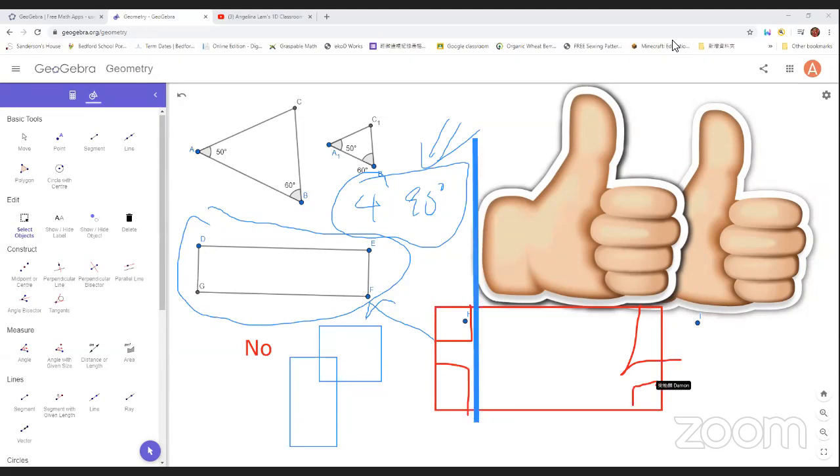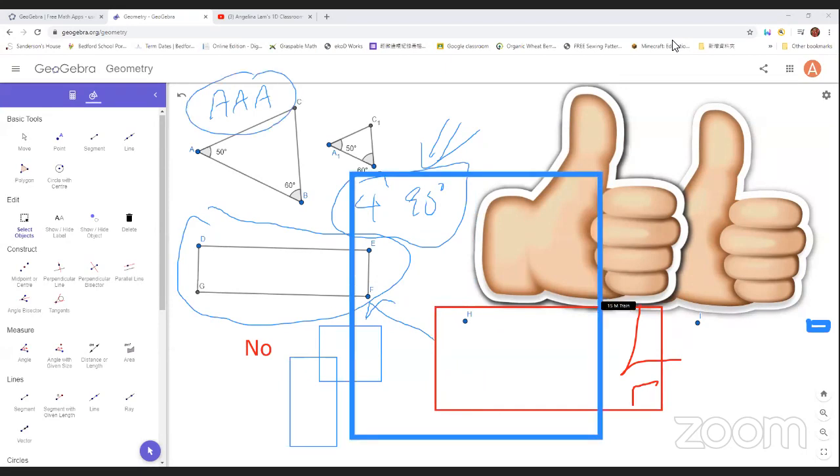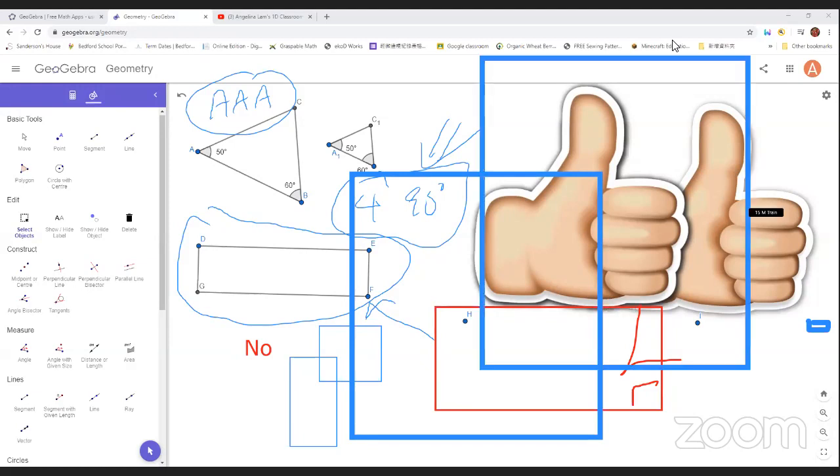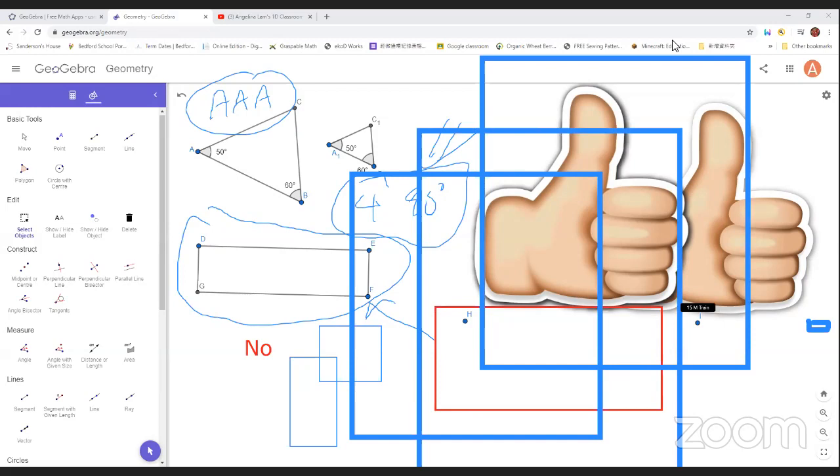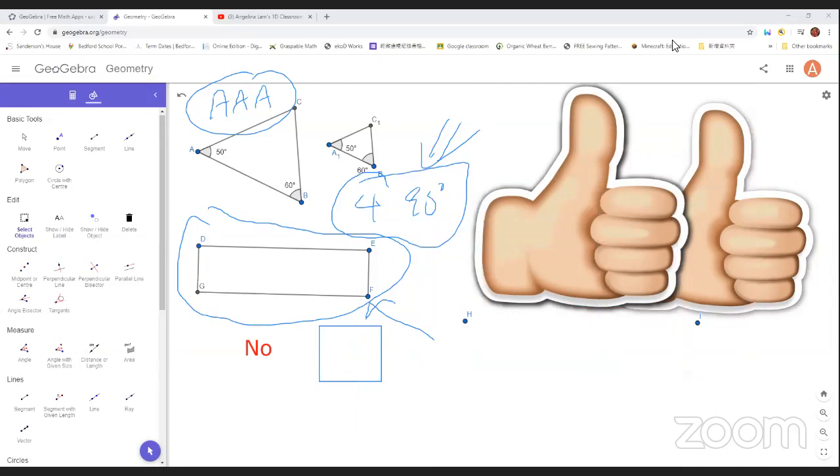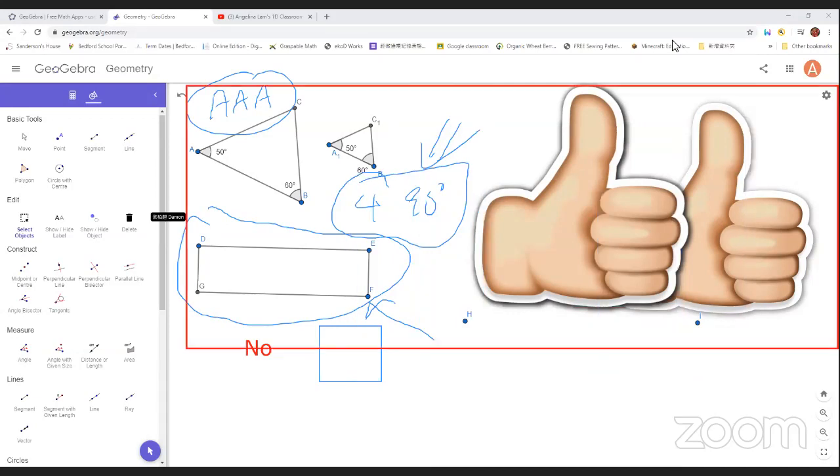Now, when we talk about similar figures, in the case of triangles we have something called AAA. It means we just look at the angles. If the three pairs of angles are the same, then we say that the triangles are similar. But this is not the case when we talk about quadrilaterals, or later maybe five-sided or six-sided polygons. We are not quite sure.